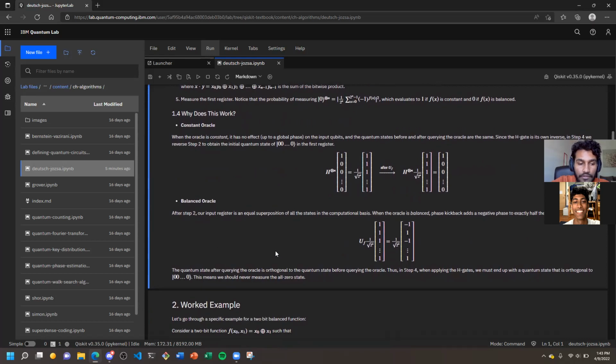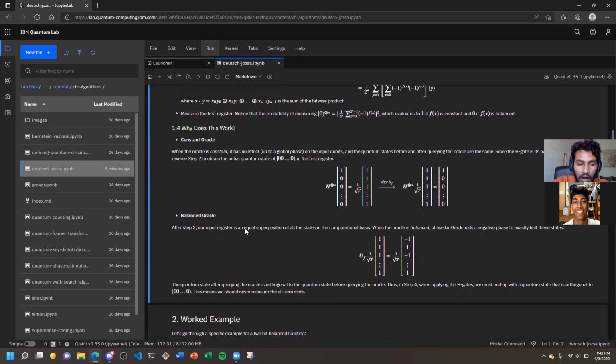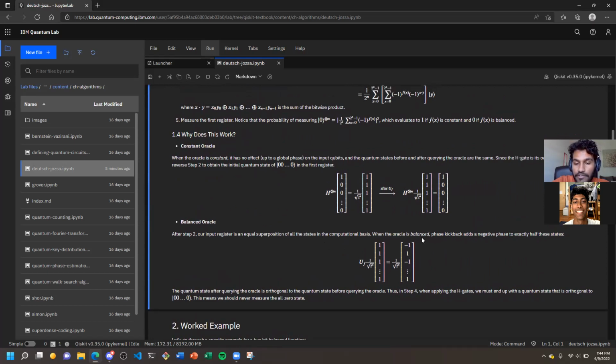And so if we have a balanced oracle, after step 2 our input register is an equal superposition of all states in the computational basis. When the oracle is balanced, phase kickback adds a negative phase to exactly half the states. So half the states will have -1 and the other will have +1. The quantum state after querying the oracle is orthogonal to the quantum state before querying the oracle. Thus, in step 4, when applying the H gates, we must end up with a quantum state that is orthogonal to this. This means we should never measure the all zero state.